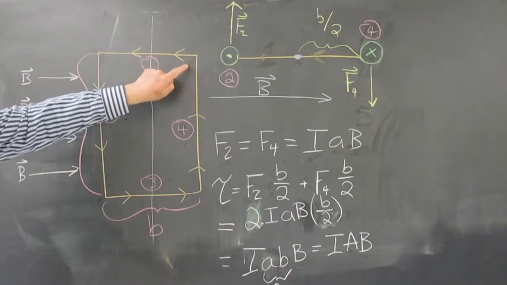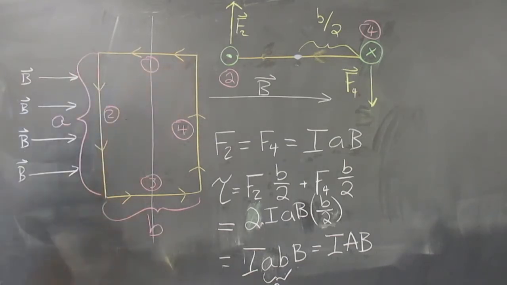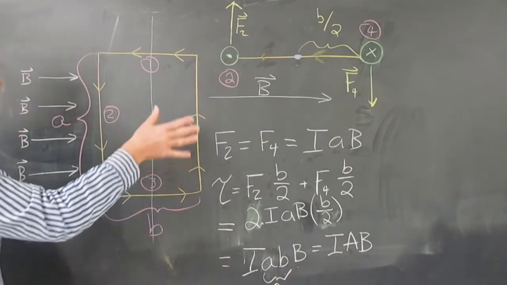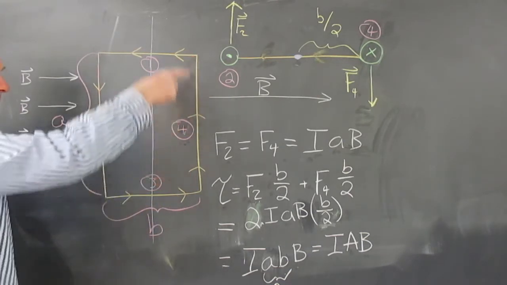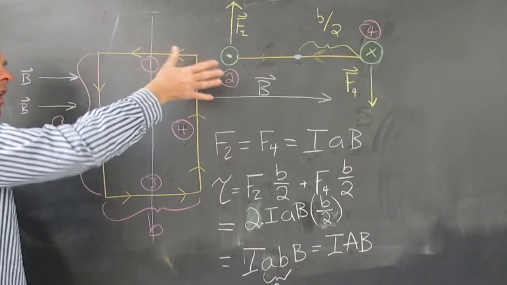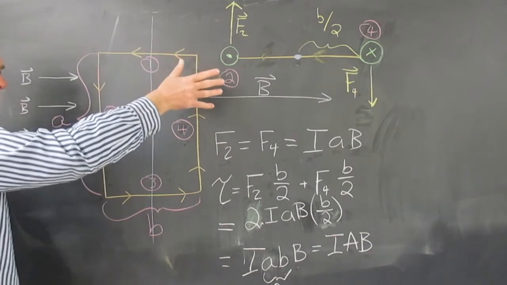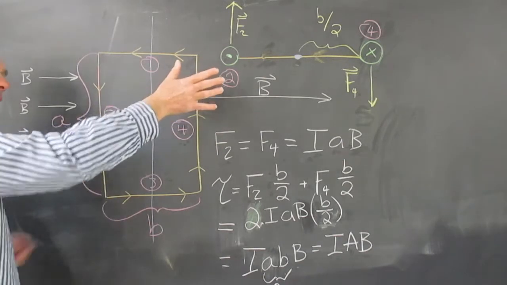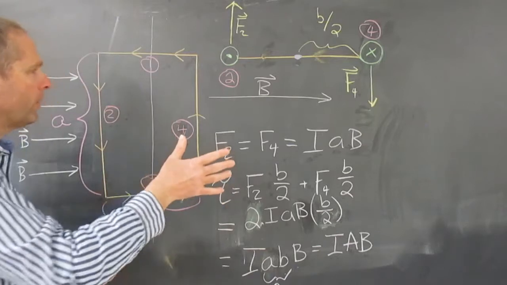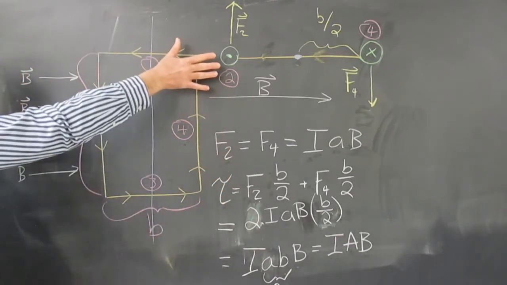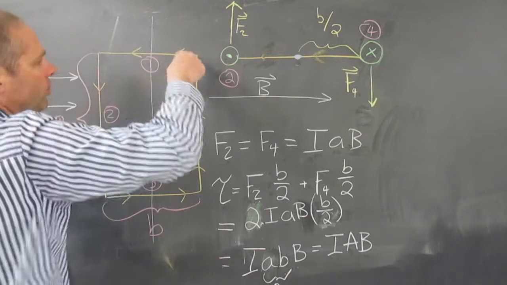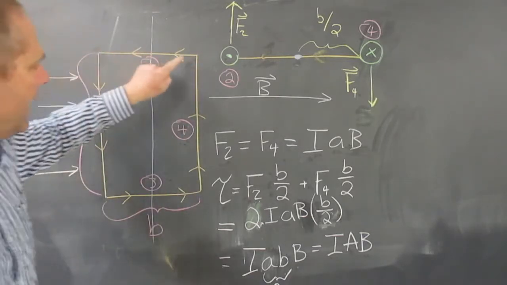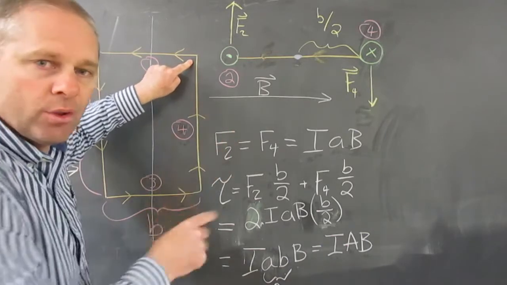If we look at side 4 right here, in this case, our fingers are going to point once again in the direction of the magnetic field, and our thumb is going to point in the direction of the current, and our palm represents the direction of the force. If we do that here, what we see is that the force now is into the board. So on this side, the force is coming out at you. In this side, the force is going into the board, away from you.